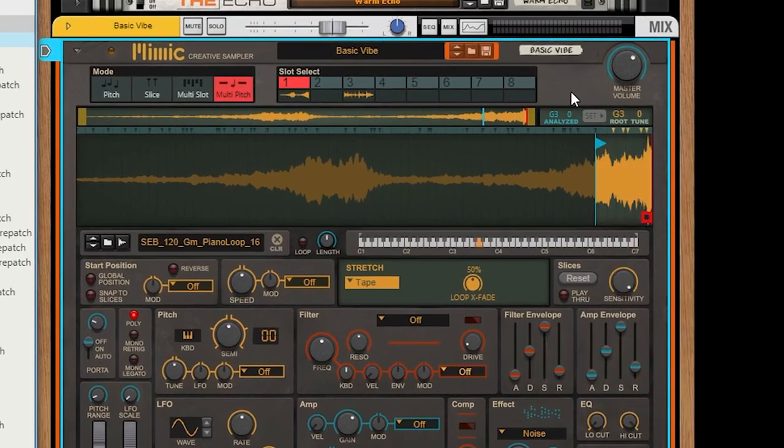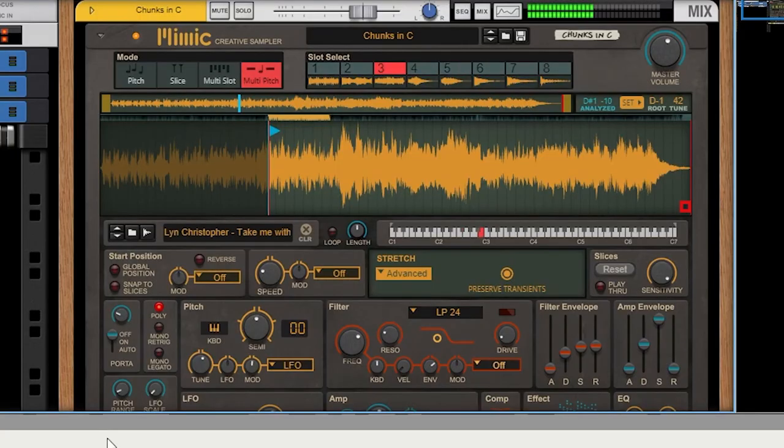Alright, so what I actually like about the Mimic sampler is, like I said, you can layer together multiple sounds and you can put them all in tune together. And yeah, I made some pretty interesting results. Check this out here.